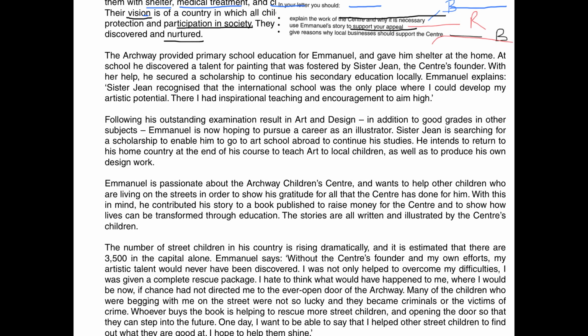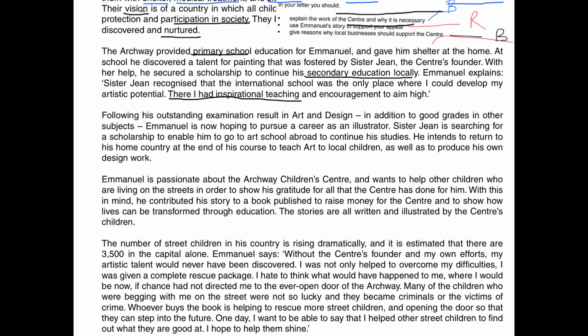Okay, so I'm going to go with black here. Why should businesses contribute? Because they're going to have inspirational teaching, and they're going to get students into primary school, and they're also going to get them into secondary school. Next, I'll look at Emmanuel's own story and this idea that he had a talent for painting, which was fostered by Sister Jean, the centre's founder. Then we move to the next paragraph.